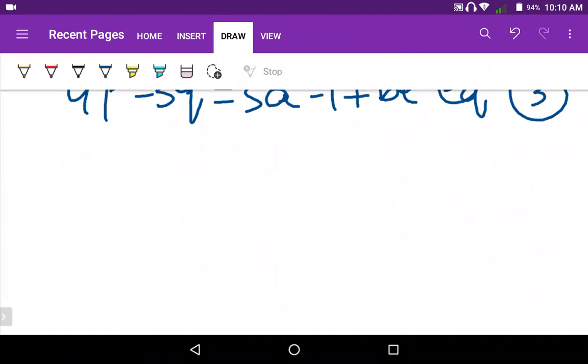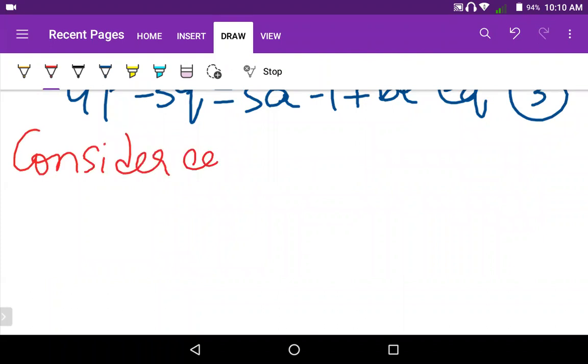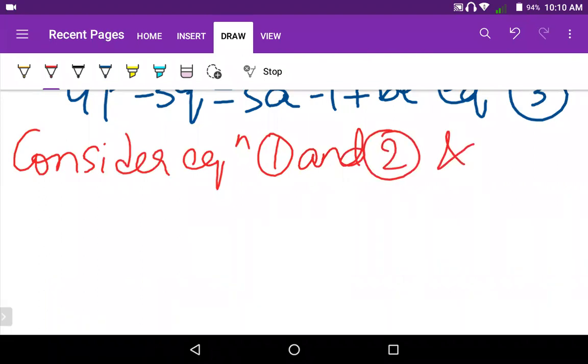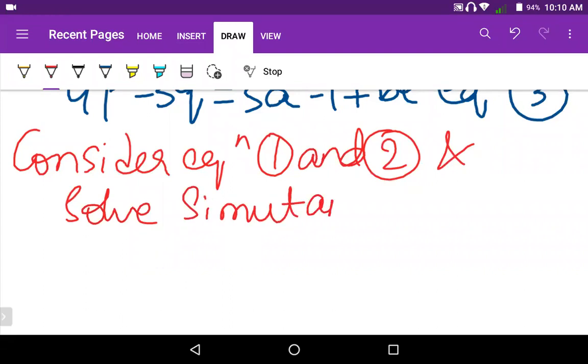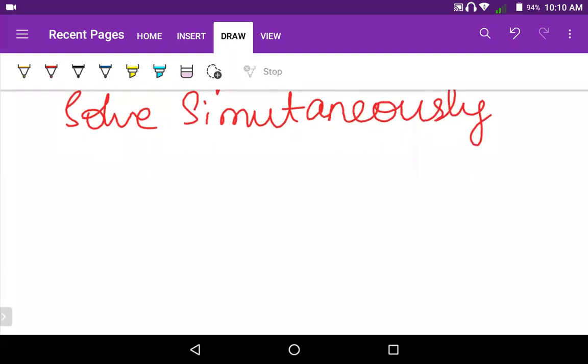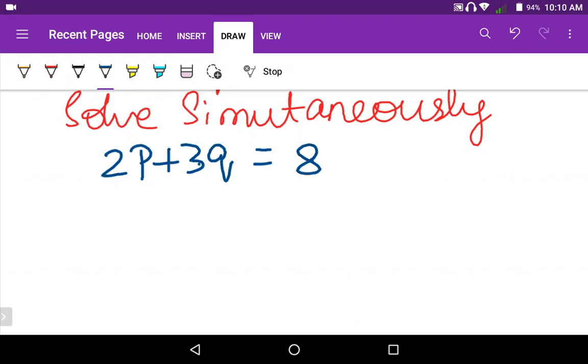Okay. Now we will consider only the first two equations, that is equation 1 and 2, and solve them simultaneously. Okay. So what is equation 1? Equation 1 is 2p plus 3q is equal to 8. And 3p plus 2q is equal to 7.